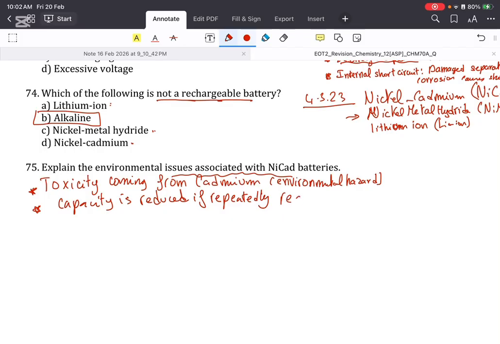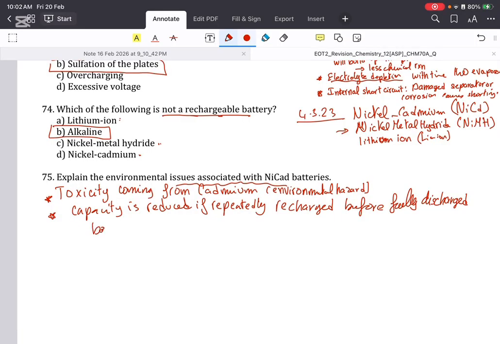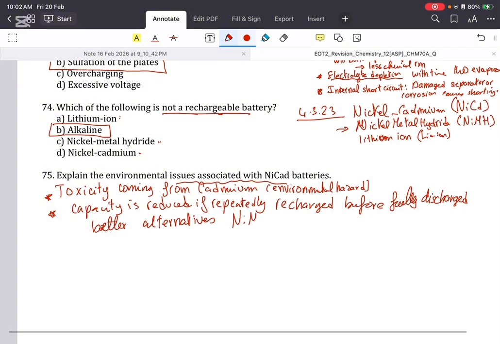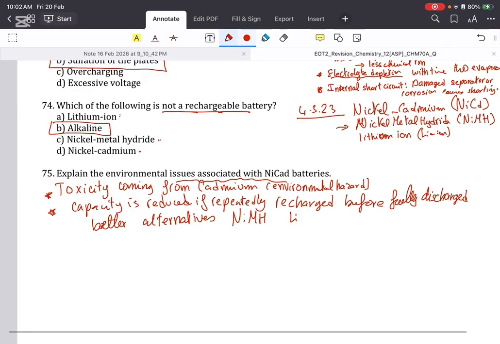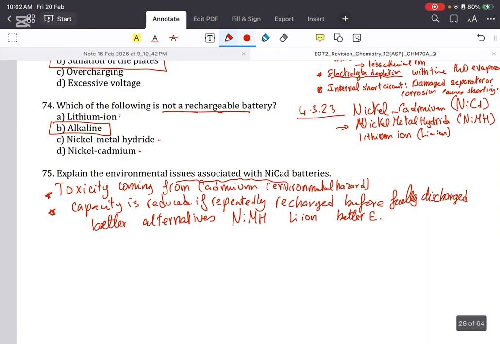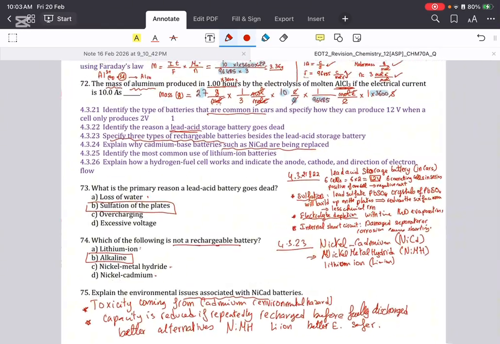So the capacity is reduced if repeatedly recharged before fully discharged. And as I said, better alternatives that are safe for the environment are the nickel metal hydride and lithium ion batteries. They have higher energy and are safer.